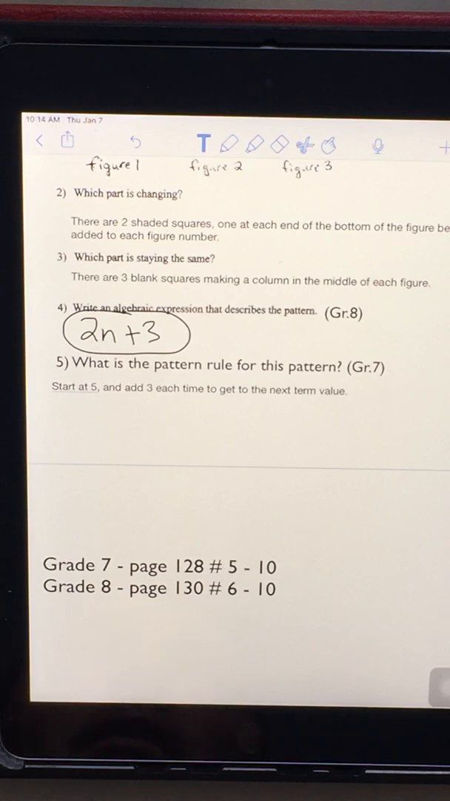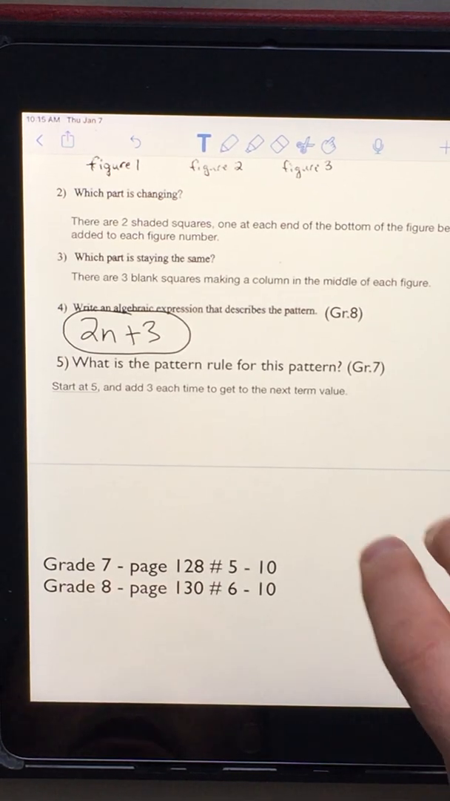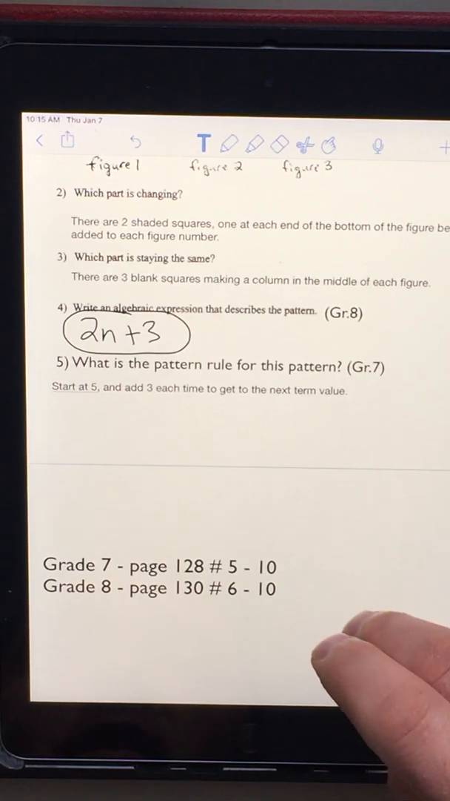If it's going up by a different number each time, grade 8, you're going to have to use some type of exponent to get an algebraic expression. So if you need some help with that, let Mr. Rufer and I know. We will be in our Google meeting the whole time you're working on this, so you can get help whenever you need it.